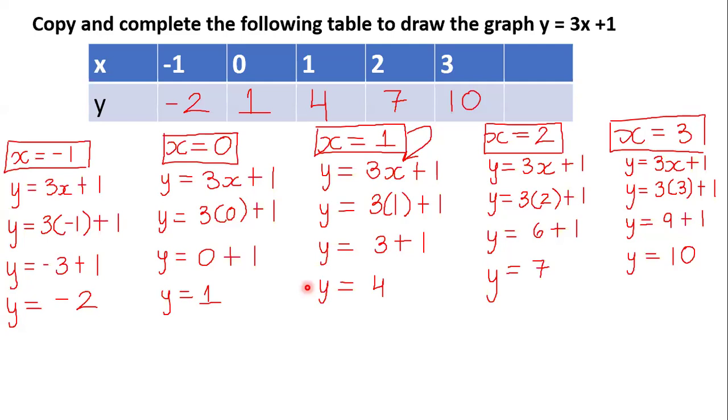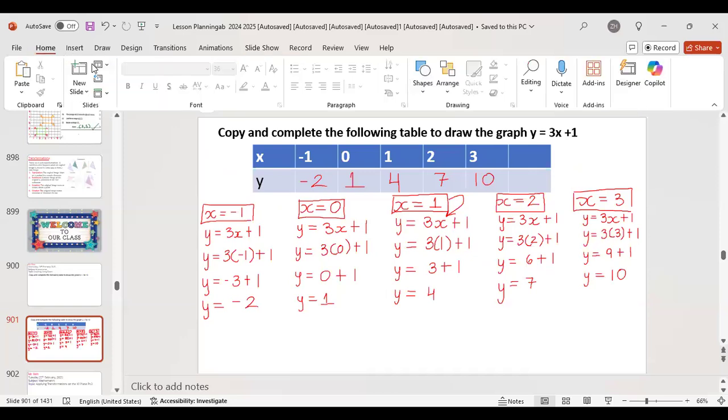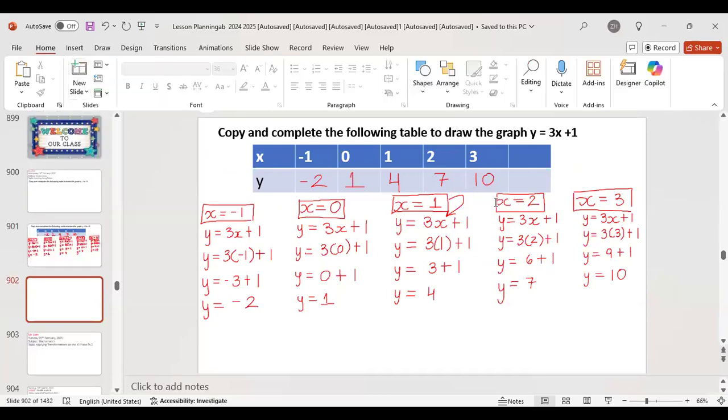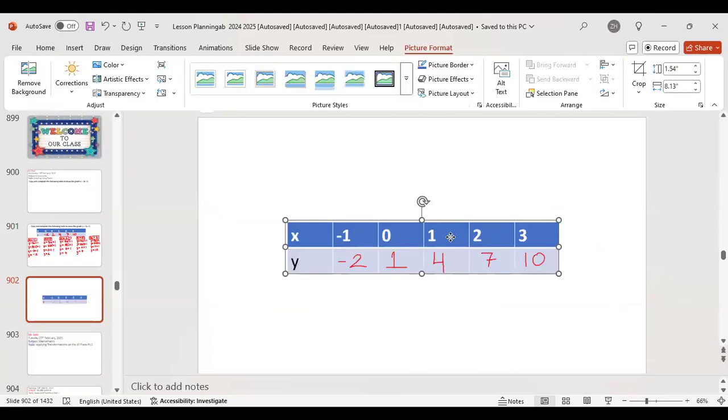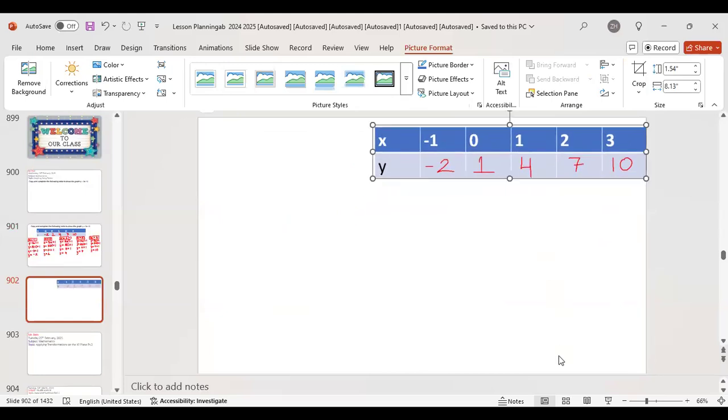All right. So let's go ahead and graph this. We know what the points are, so we're just going to graph them. We're going to keep the same table, but we're going to graph it. So you're going to use your graphing paper. If you don't have graphing paper, use your ruler and a pencil to draw it manually. We're going to use the points on the table to draw the graph.